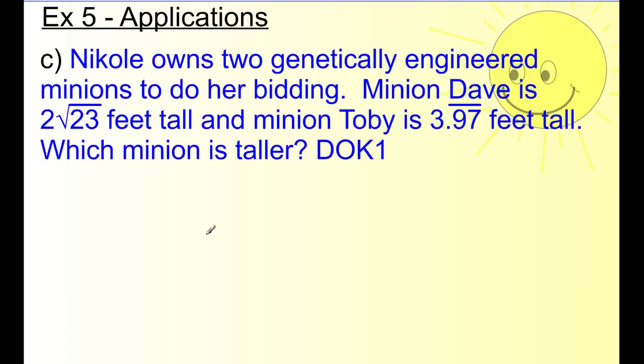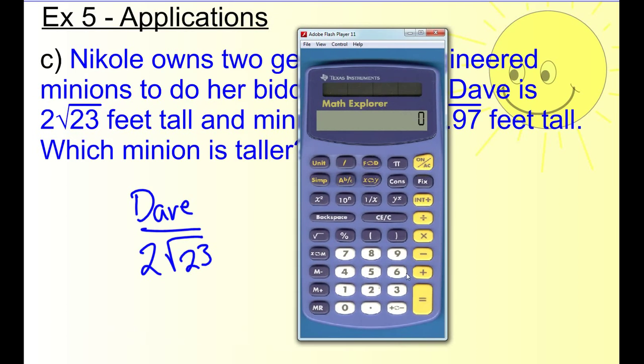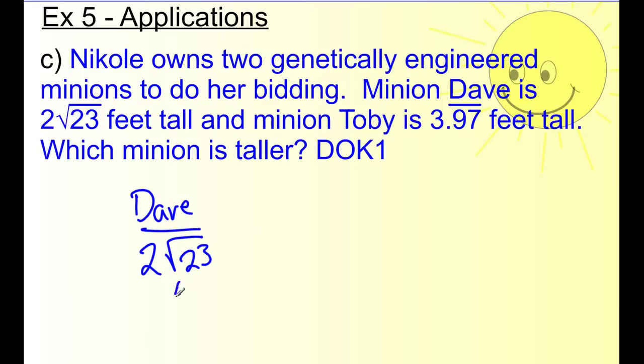Okay, so let's see here. Minion Dave is 2 square roots of 23. Well, what is the square root of 23? The square root of 23 is about 4.8. If you want to round that a little bit, 4.8. Times 2 gives me 9.6. Now we're still estimating. It's about 9.6.